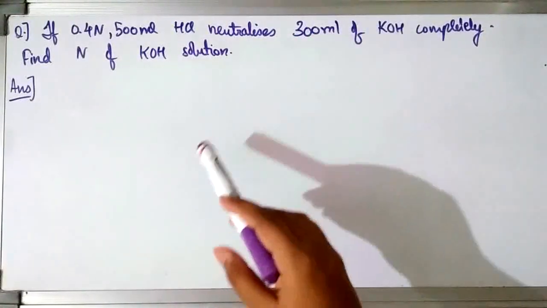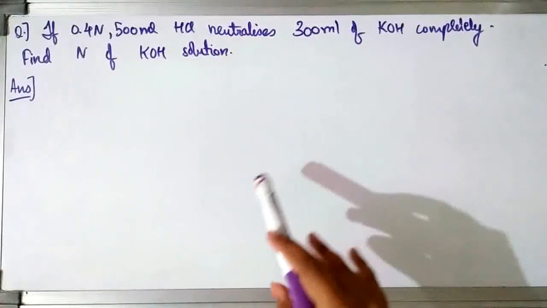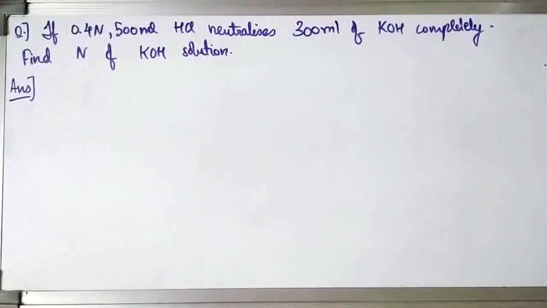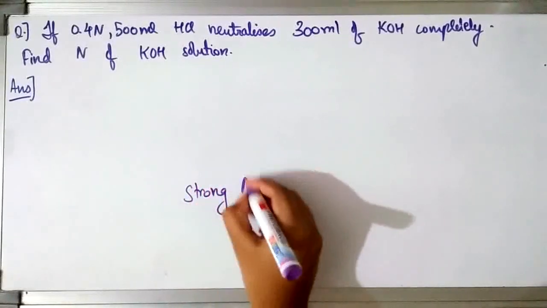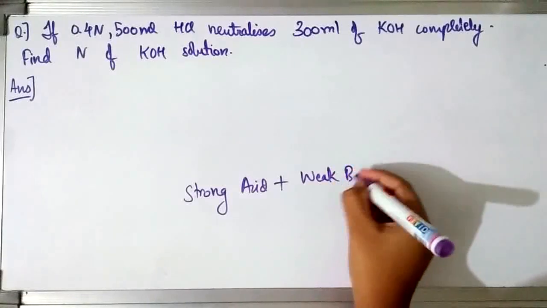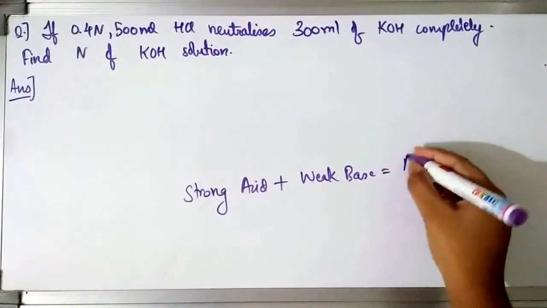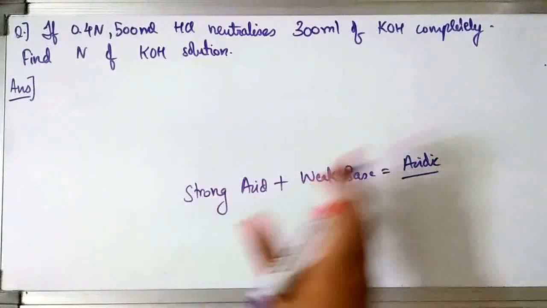In the question, they are saying that this HCl neutralizes the KOH completely. Neutralizing completely means the mixture is neutral. It is neither acidic nor basic. In 10th class we had learned that if you mix a strong acid with a weak base, the final result will be acidic.